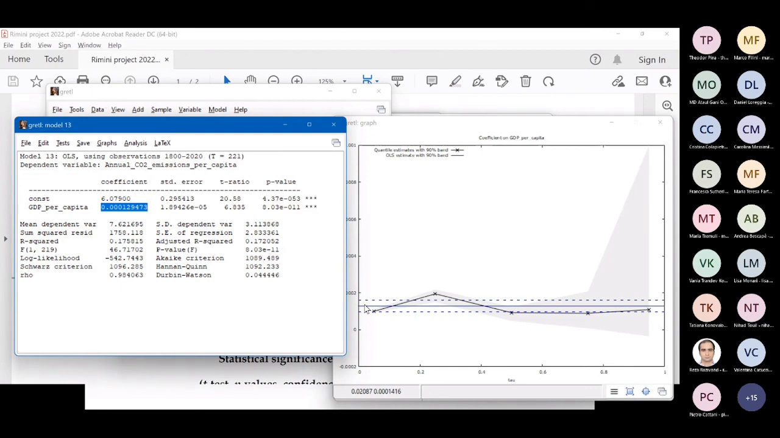So the average response is a good approximation of what is happening when CO2 emissions are relatively low. The average response is a good approximation of what is happening when CO2 emissions are relatively high. Now, this is not always the case. This is the case in this specific example.